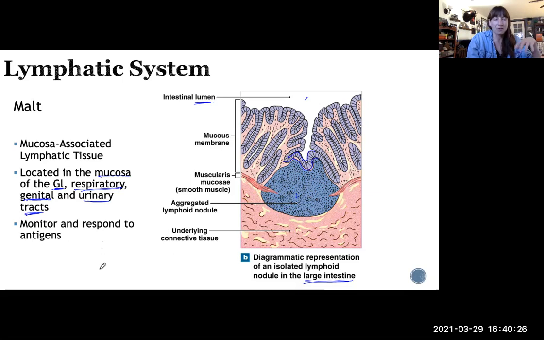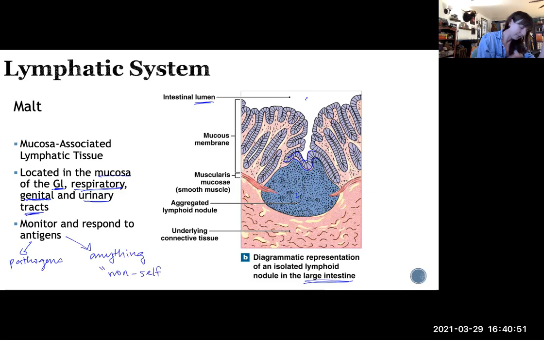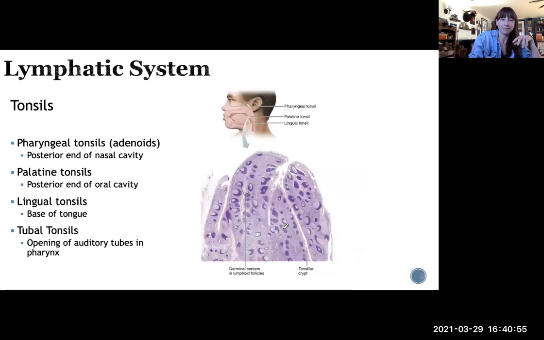Before I get ahead of myself anymore, obviously the MALT is going to be monitoring for pathogens, for bad things, otherwise known as antigens. So your antigens can be pathogens or anything that is non-self, okay? Antigen, we're going to talk more about antigens, obviously.